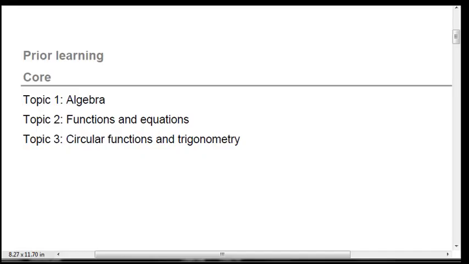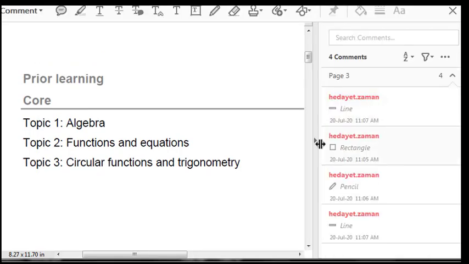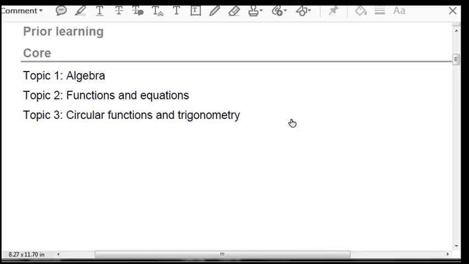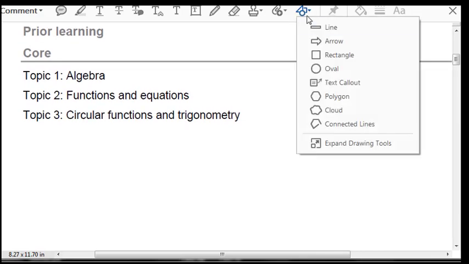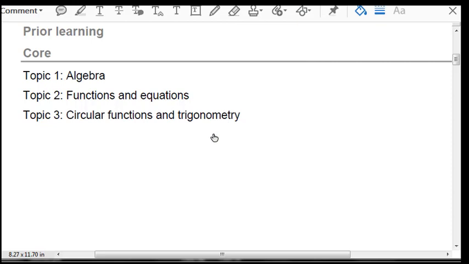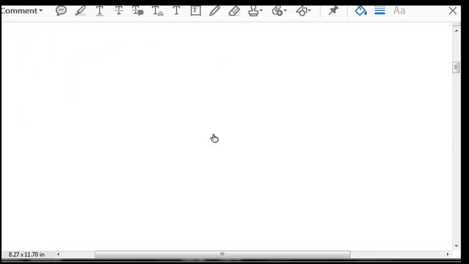I would like to recall some formulas to do best in mathematics practices. Formulas for geometry, formulas for algebra, formulas for functions and equations, and formulas for circular functions and trigonometry. Look at the screen.